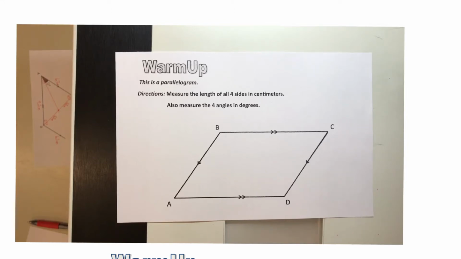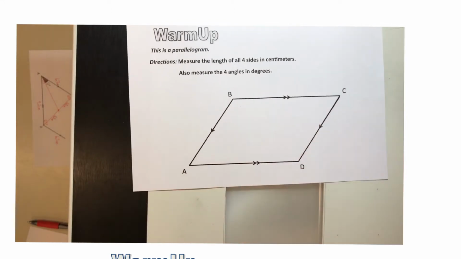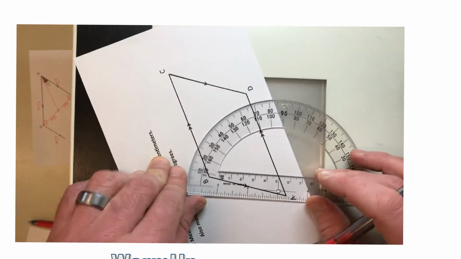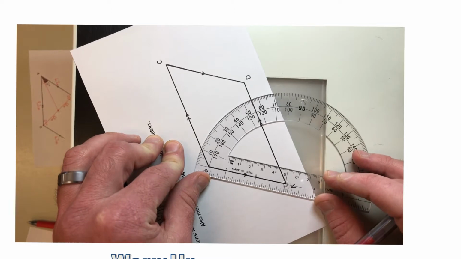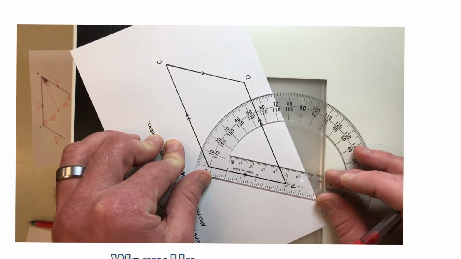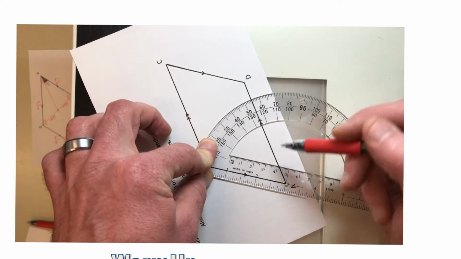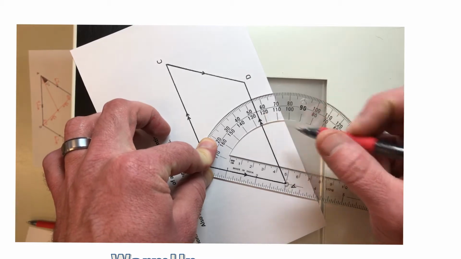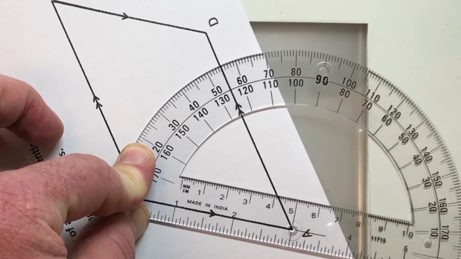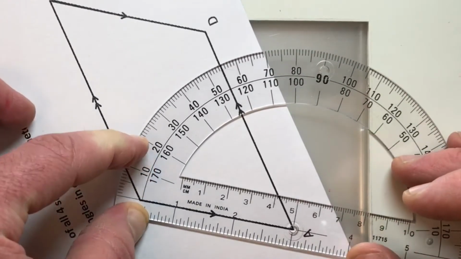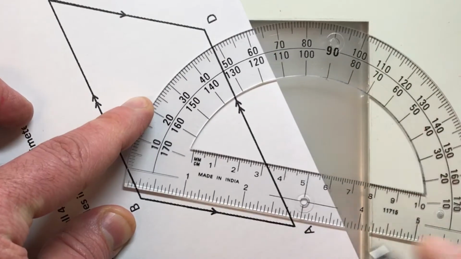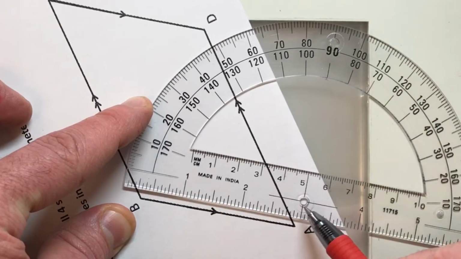All right, so we are going to measure these angles. So let's start off with angle A here. How big is angle A? 55. All right. So remember we taught this earlier in the year, so always go dot to dot.